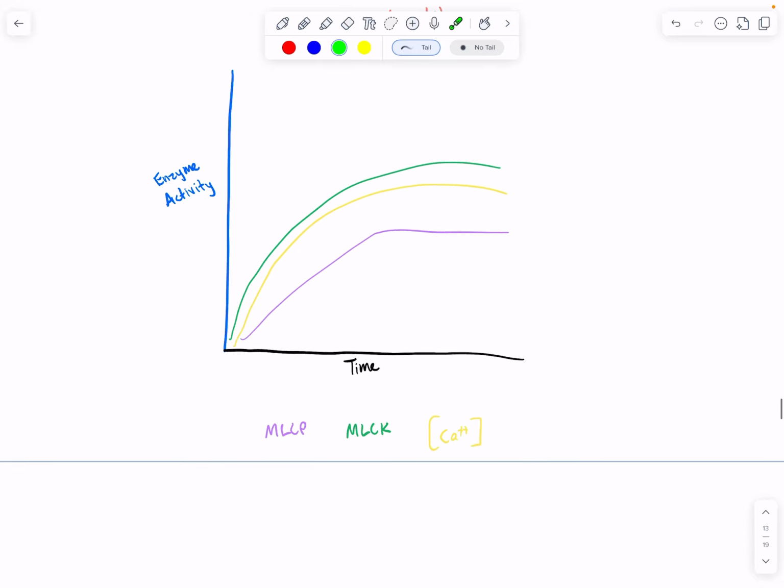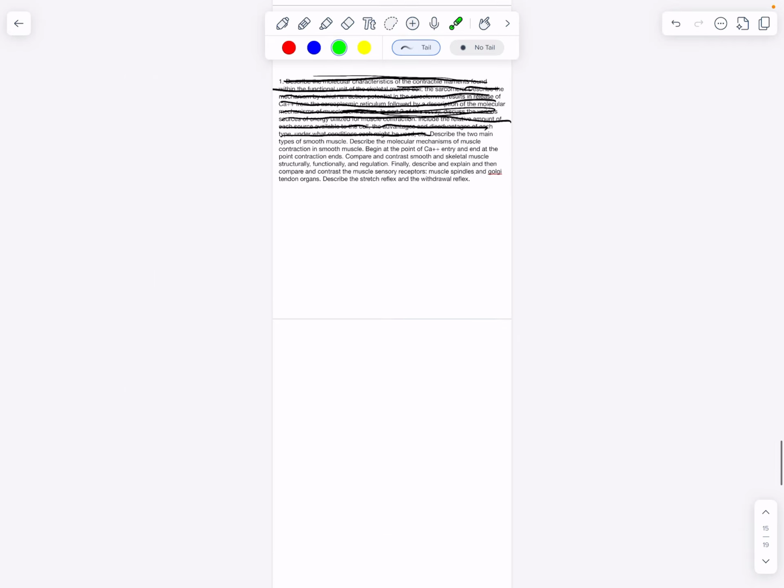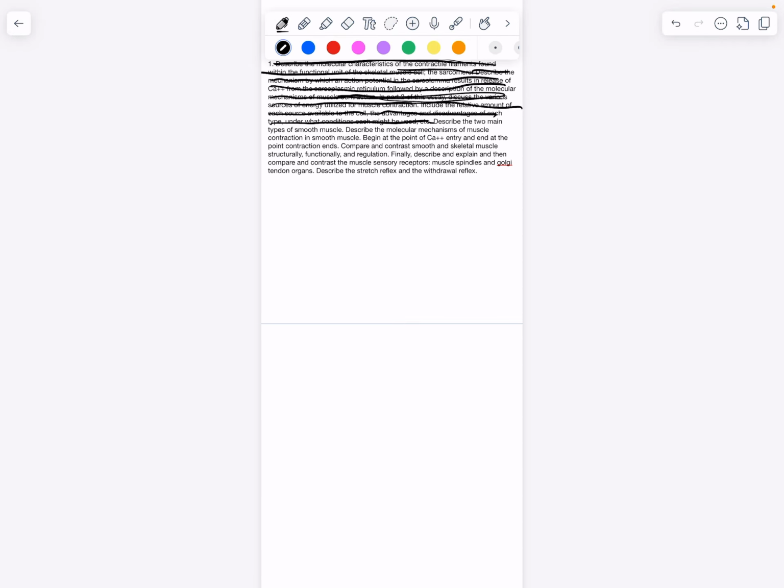Okay, let me go back down and make sure I got this. Describe the two main types of smooth muscle. Okay, so calcium came in. Then when contraction ends, compare and contrast smooth and skeletal muscle, structurally, functionally, and regulation.